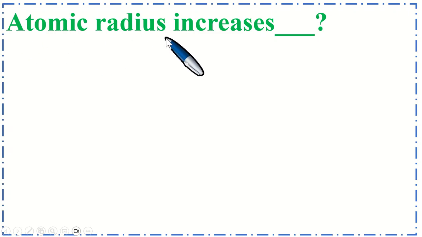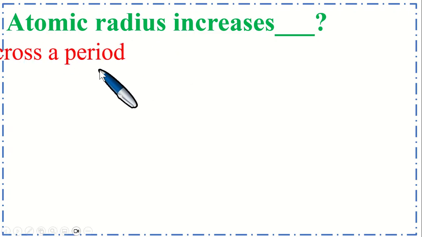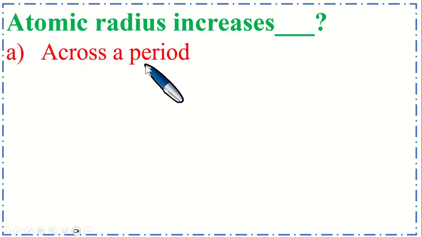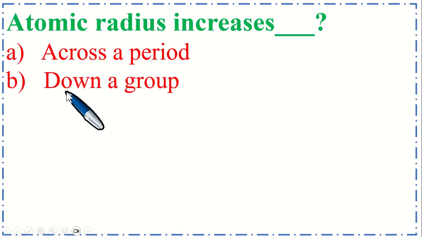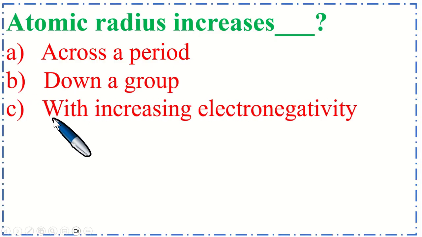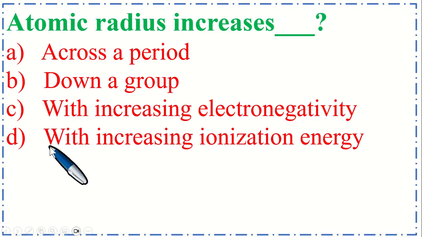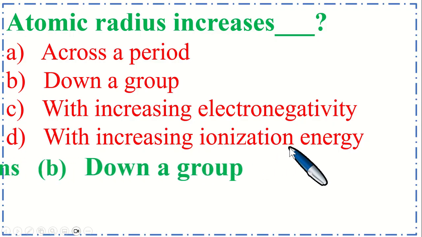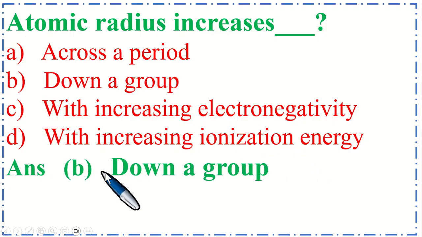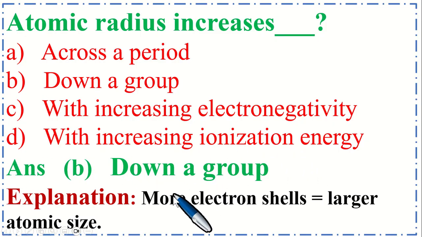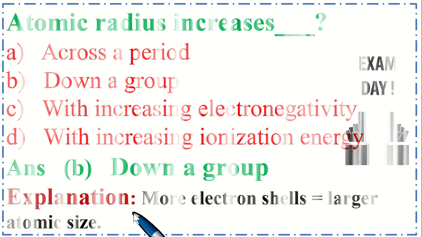Atomic radius increases dash. Option A across a period, B down a group, C with increasing electronegativity, and option D with increasing ionization energy. So the correct option is B down a group. More electron shells equal larger atomic size.